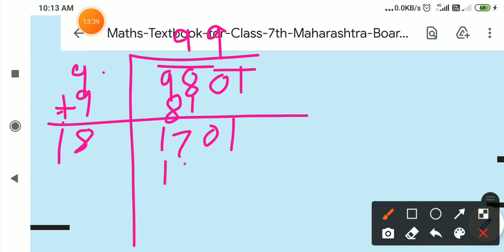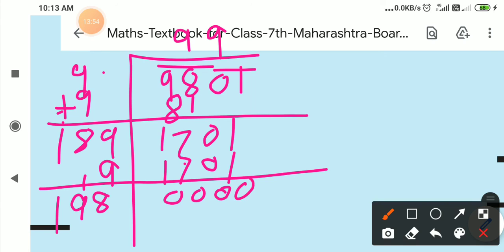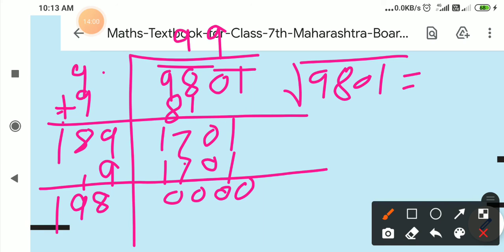So here we had taken 9, 9. Do the addition of these 9, 9, 18, 9, 198. And the multiplication of these both you have to write here, 1701, and its answer is here 0. And this means the square root of 9801 is equal to 99.